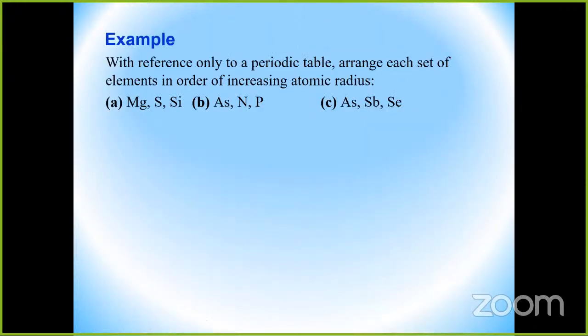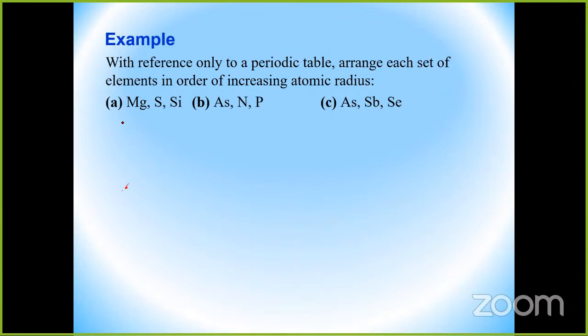Okay, so based on what we have covered so far, we should be able to look at this example. It says with reference only to the periodic table. So we're just looking at the periodic table to answer this question. Arrange each set of elements in order of increasing atomic radius. So increasing, of course, means you're starting from the smallest size to the largest size, right? Okay, so we're using the periodic table. Let's look at A. They gave you magnesium, sulfur, and silicon. So which of these, based on their relative positions in the periodic table, would have the smallest size?